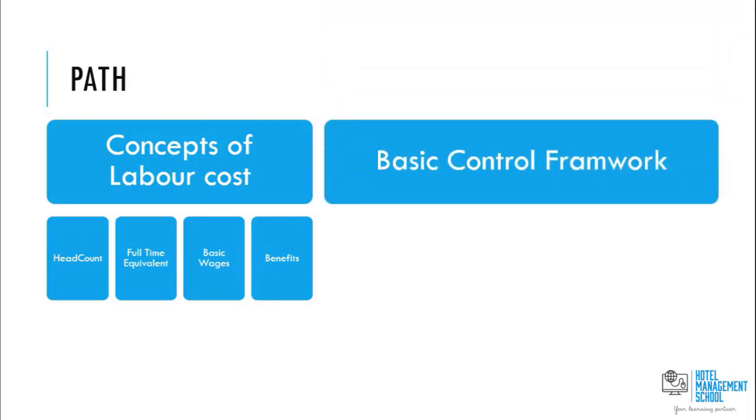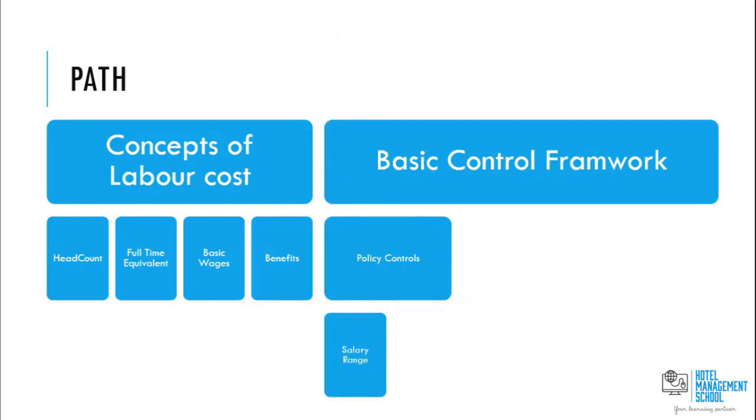And then we will look at the basic control framework, because everything needs to be planned. If you want to control your labor cost, you cannot just say I want to reduce 2 people, 3 people, 5 people. It needs to follow a certain control framework, right? That control framework means first the policy controls. So establish the policies. What are the policies? What are the standards that we are expecting?